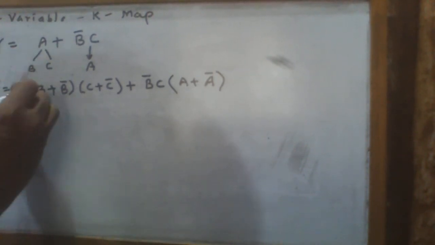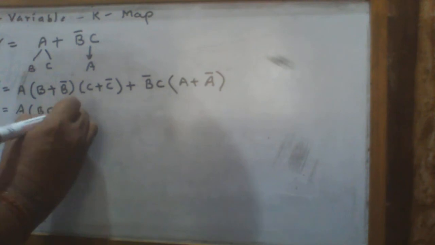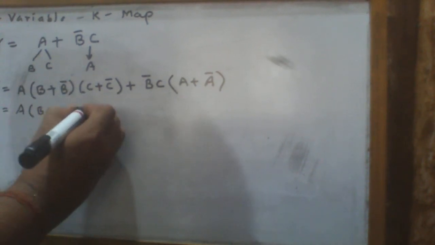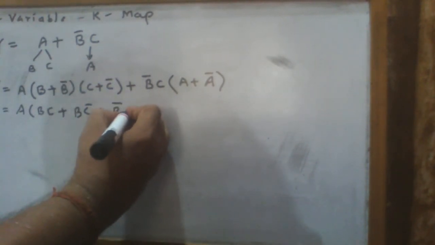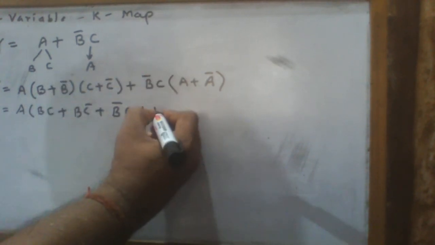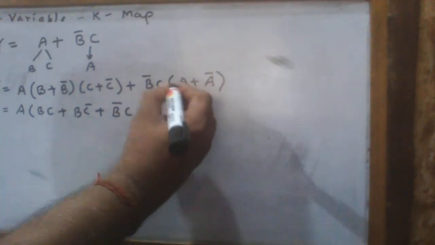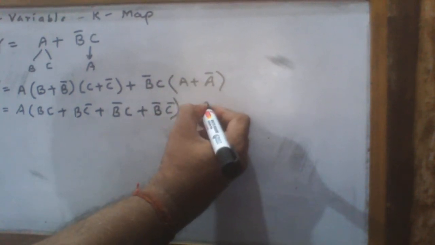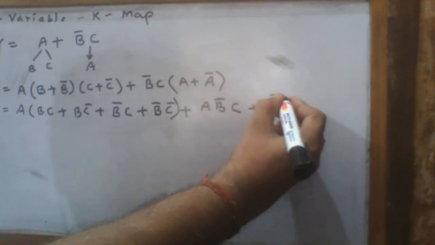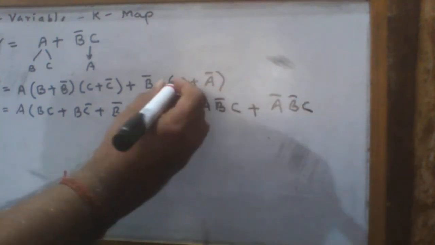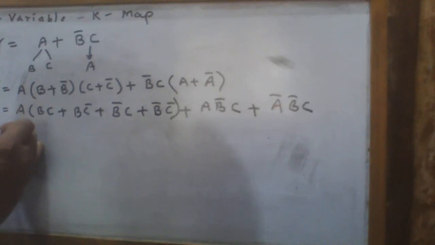I mean all possible missing terms are added in this equation. Okay, now I will solve the equation. A B into C, I will write here BC, plus B into C bar, I will write here BC bar, plus B bar C, I will write here B bar C, plus B bar C bar, I will write here B bar C bar, plus B bar C into A, that is A B bar C, plus A bar B bar C. In this way I will write the equation.